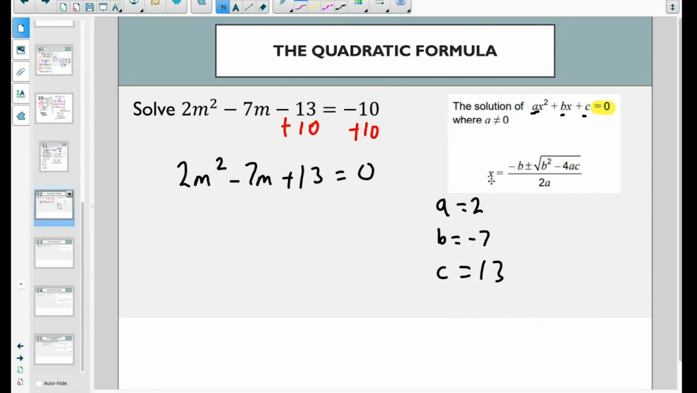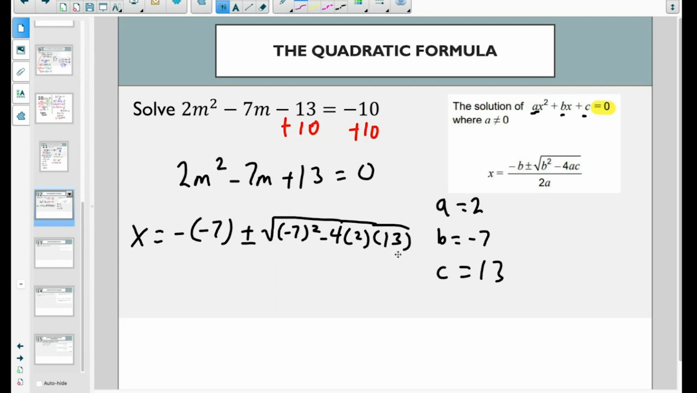All right, so we're going to substitute those values into our quadratic formula. I have x is equal to negative b. Let's be very, very careful. This is the number one mistake that I see students making all the time. So we're going to have negative b, so negative 7, plus or minus the square root of b squared. I'm going to put negative 7 in brackets, squared, minus 4 times 2 times 13. And I'm dividing all of this by 2 times 2.